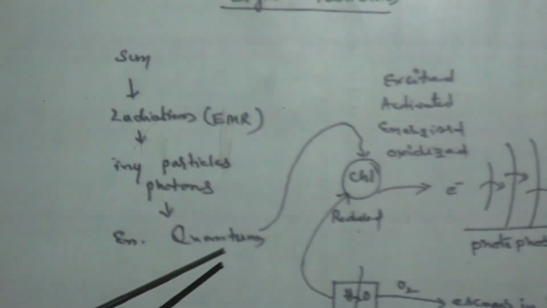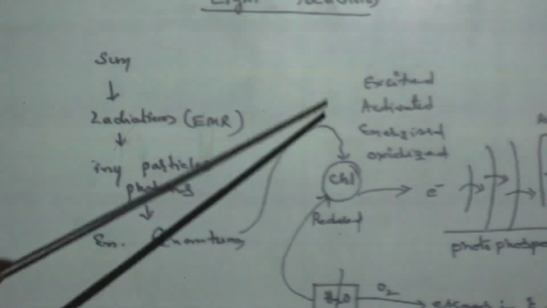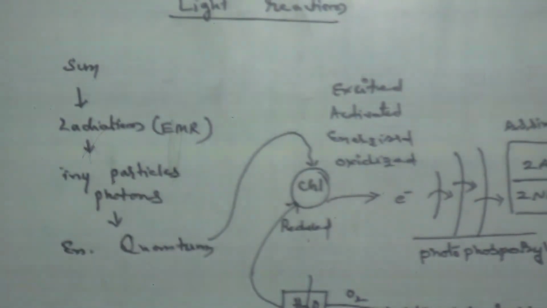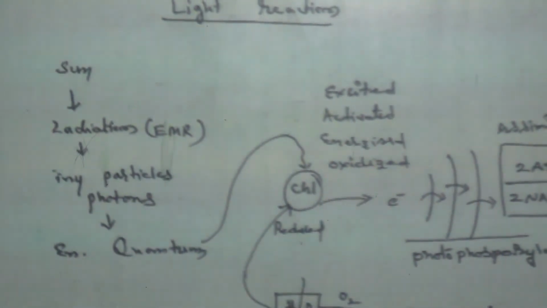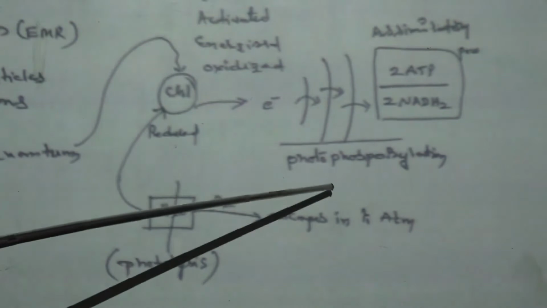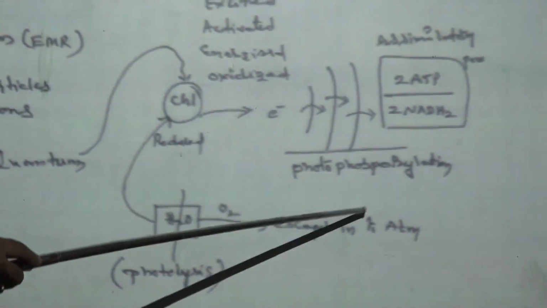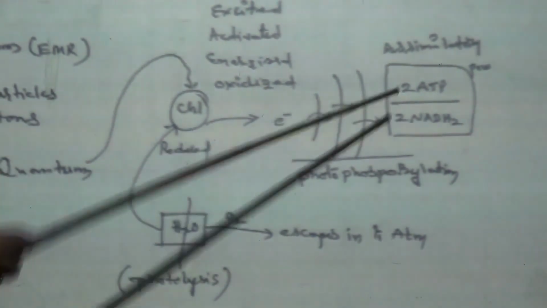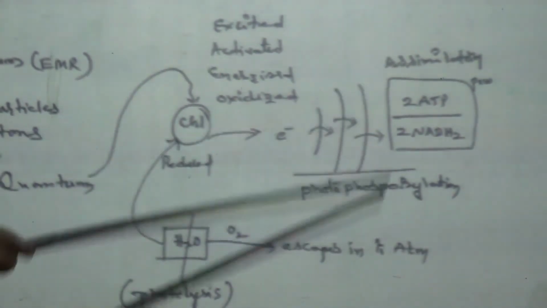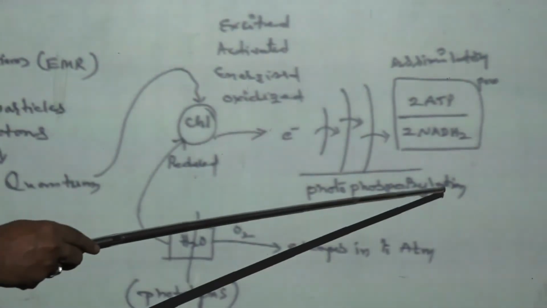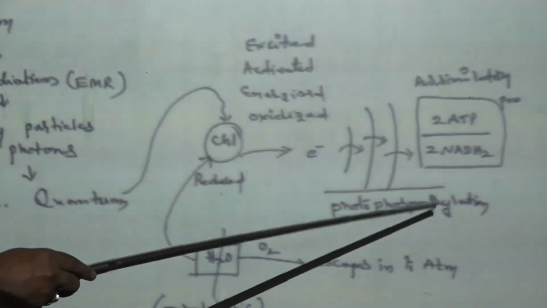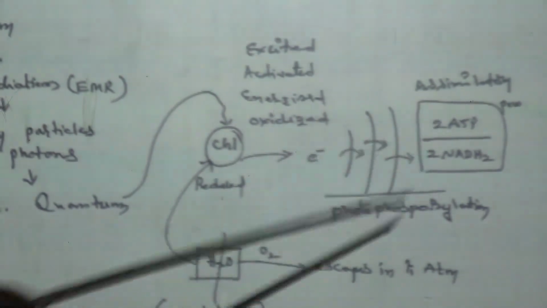On the chlorophyll, the quantum is falling. The chlorophyll is excited, activated, energized and oxidized. Then it loses electrons. The electrons are losing power here. By means of this, ADP is added with IP and forms ATP. So that's why you can get 2 ATP and 2 NADH2. This particular process is called photophosphorylation. By means of photophosphorylation, you get assimilatory power.